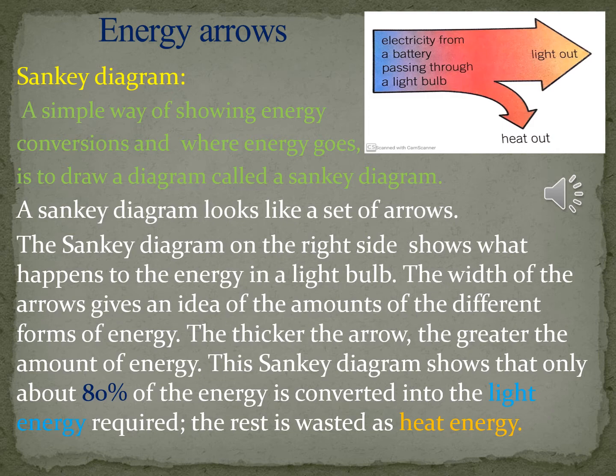The Sankey diagram on the right shows what happens to the energy in a light bulb. The width of the arrows gives an idea of the amounts of the different forms of energy. The thicker the arrow, the greater the amount of energy. This Sankey diagram shows that only about 80% of the energy is converted into the light energy required, the rest is wasted as heat energy.